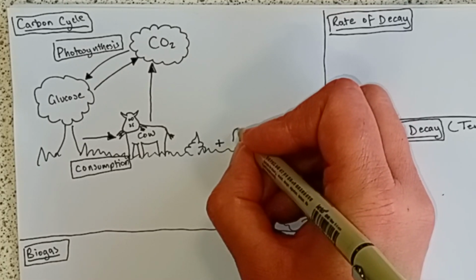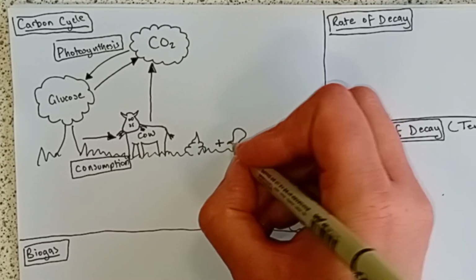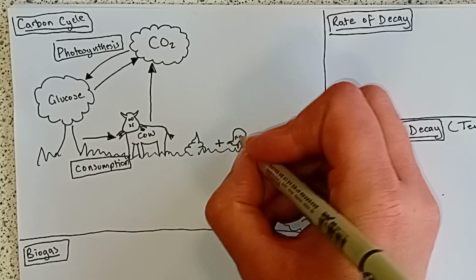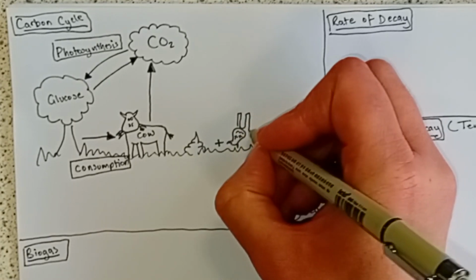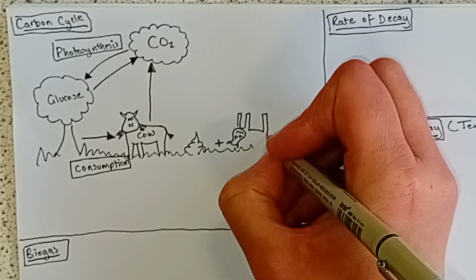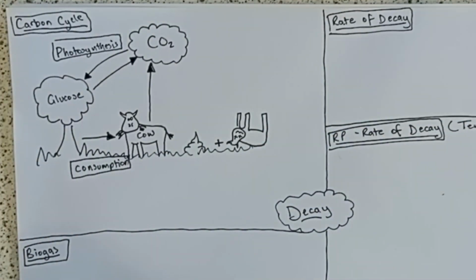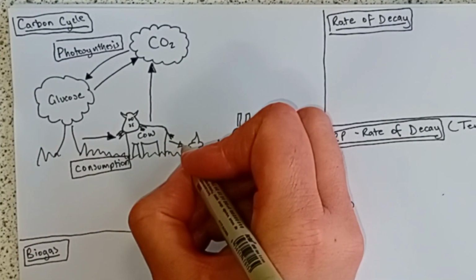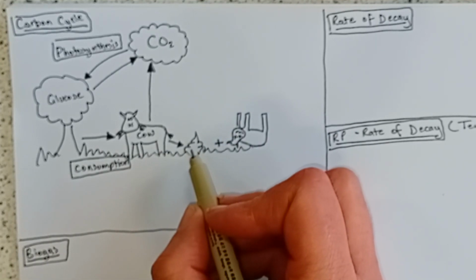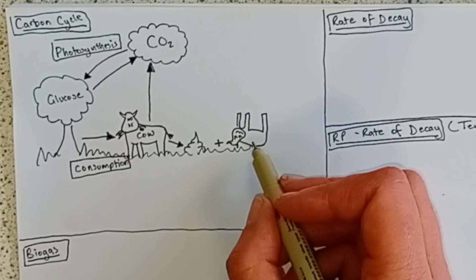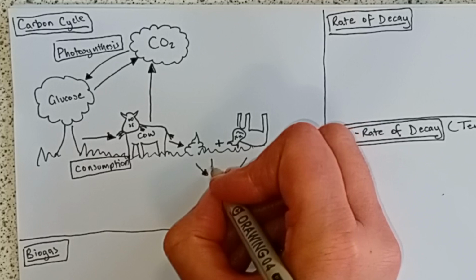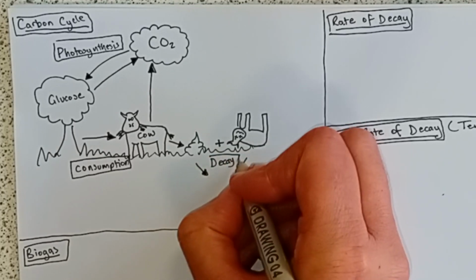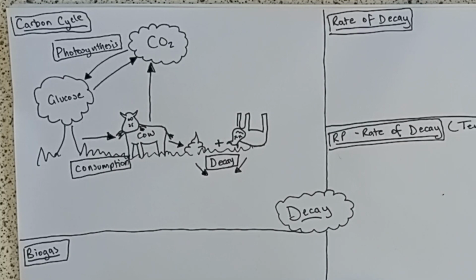So I'm going to draw an upside down cow now, really badly. There's my dead cow. And so what happens to the excreta, the fecal waste, and the dead material is it decays. So both of these undergo the process of decay. And that really is what we are thinking about in today's lesson.